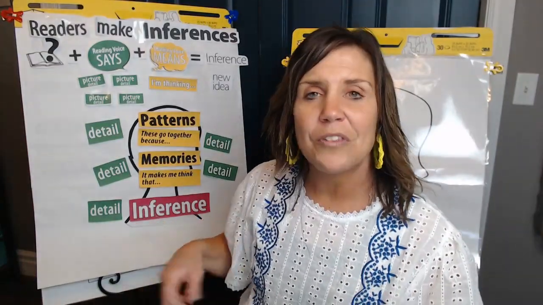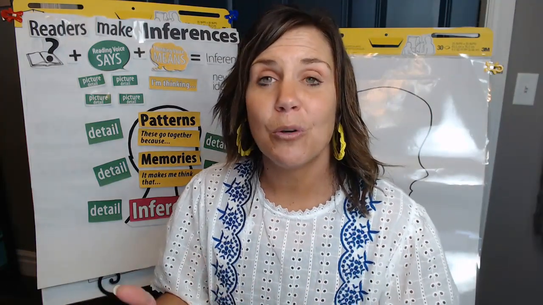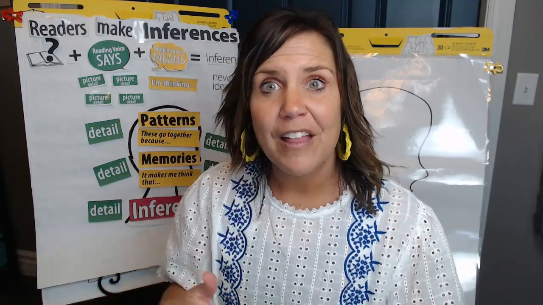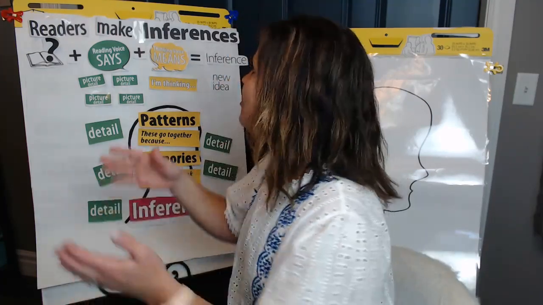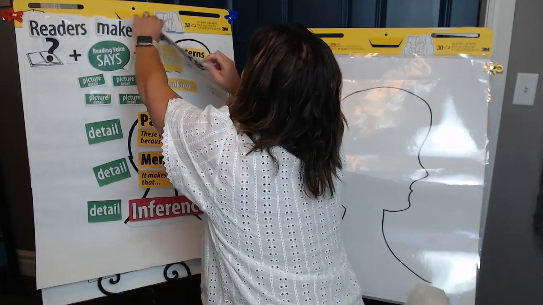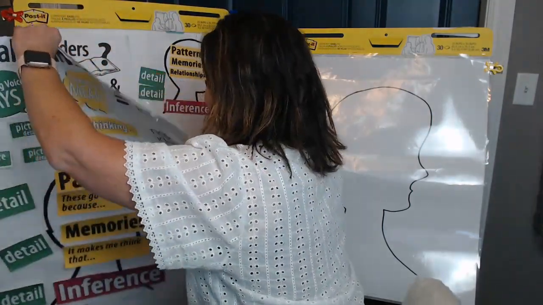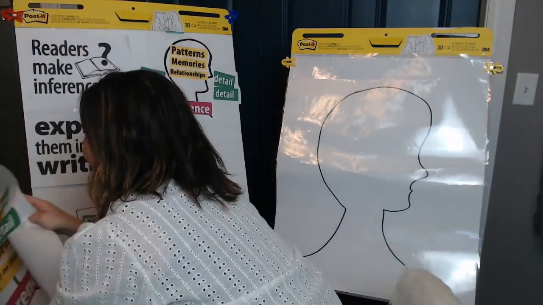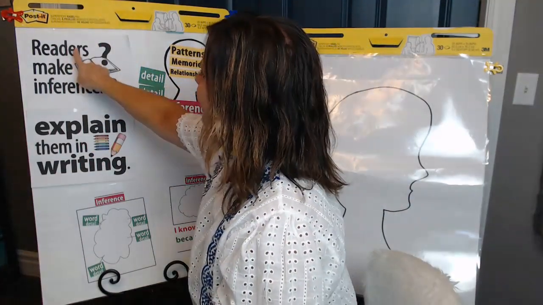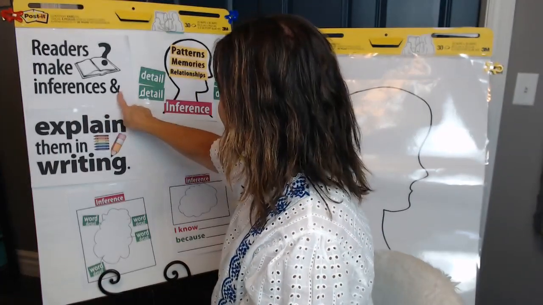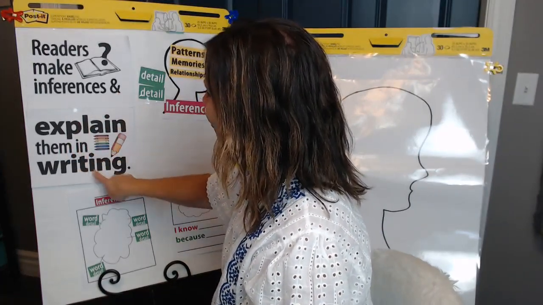Well, today we're going to talk about taking it a step further because sometimes good readers, after they make that inference, they want to write about it. And so we're going to take it a step further today and actually write about our inference. So I'm going to take off this anchor chart here for a second, and we're going to look at a new anchor chart, and it still has the same idea. Readers make inferences and explain them in writing. And that could look a couple of different ways.